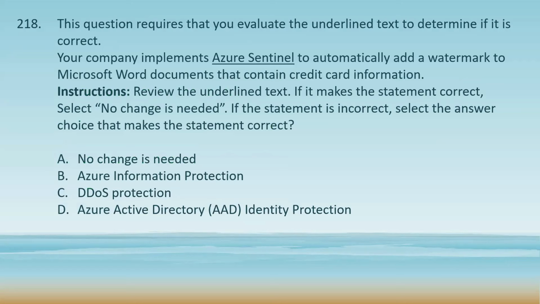This question requires that you evaluate the underlined text to determine if it is correct. Your company implements Azure Sentinel, which is what is underlined here, to automatically add a watermark to Microsoft Word documents that contain credit card information. Now, the instructions are you need to read the underlined text. If it makes the statement correct, you need to select no changes needed. If the statement is incorrect, you need to select the choice that makes the statement correct.